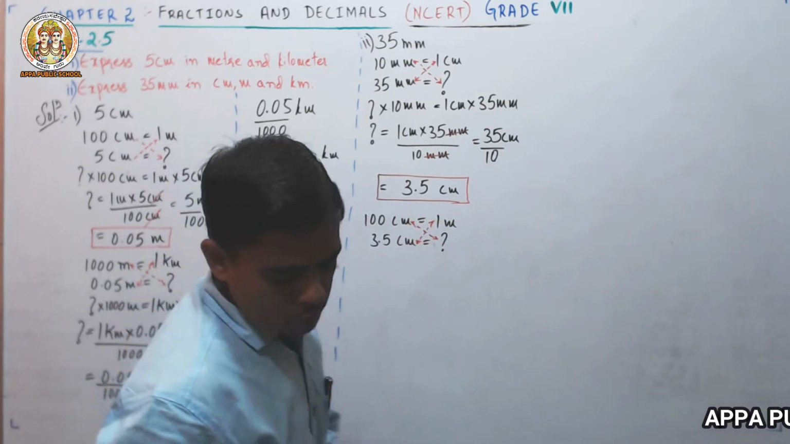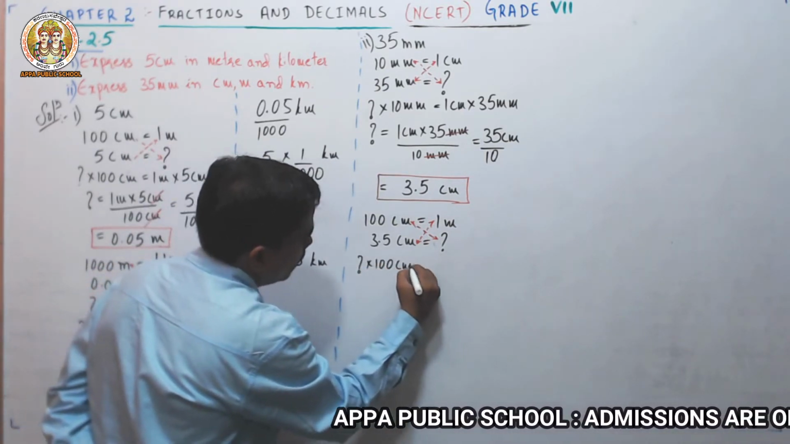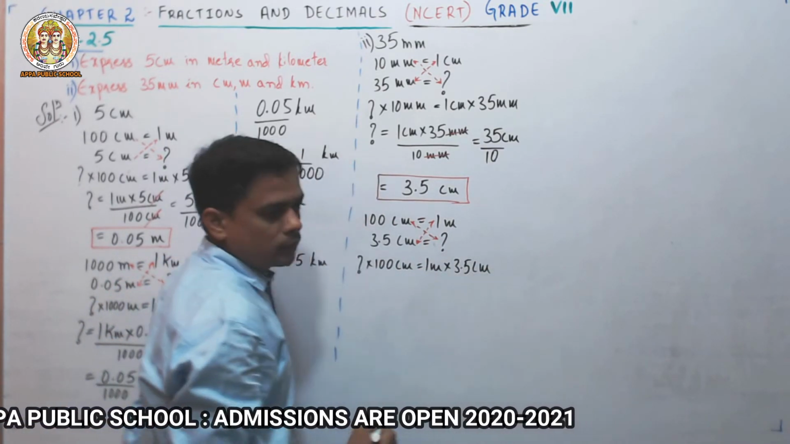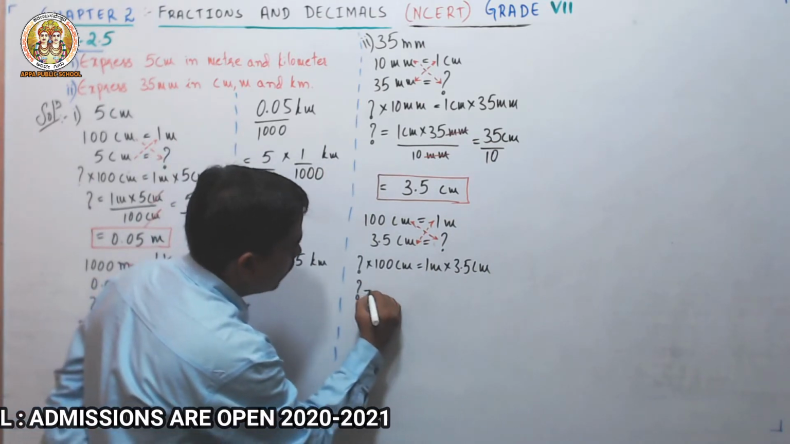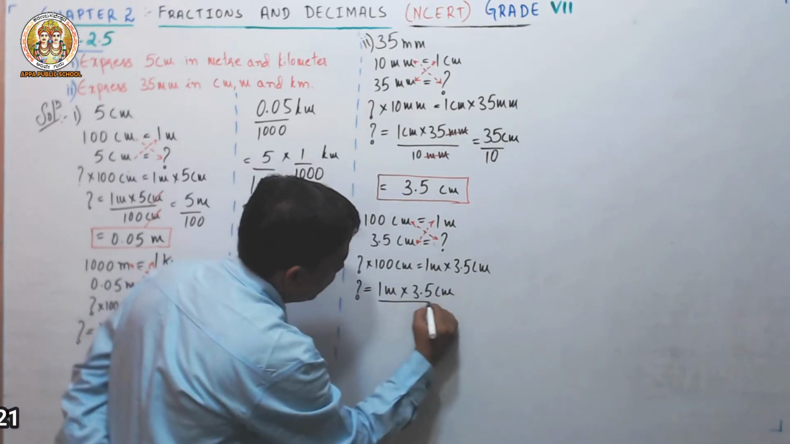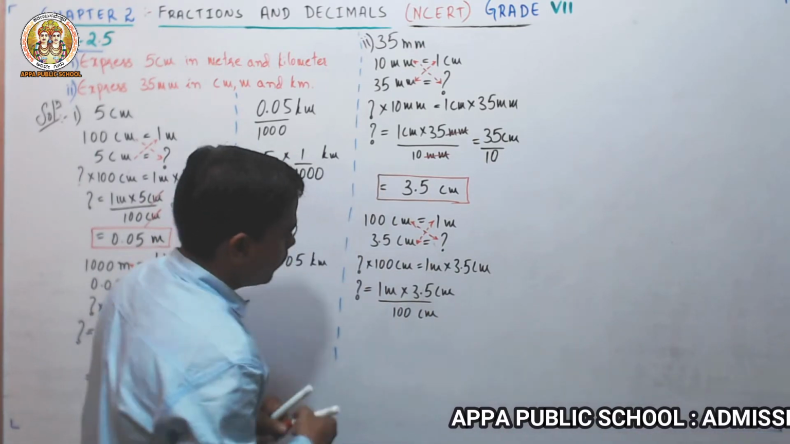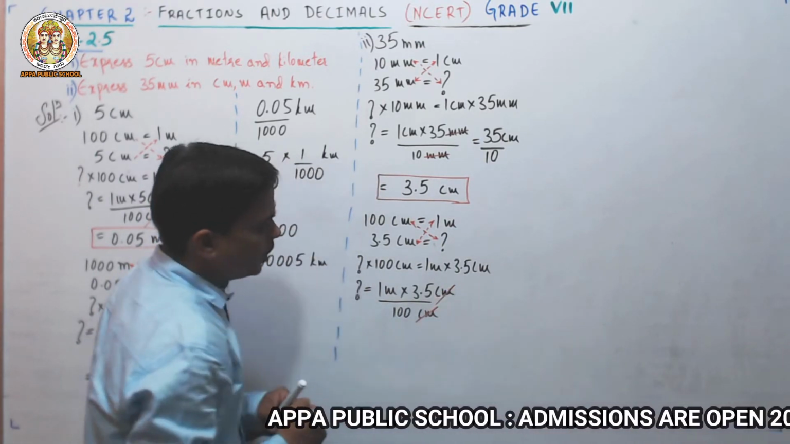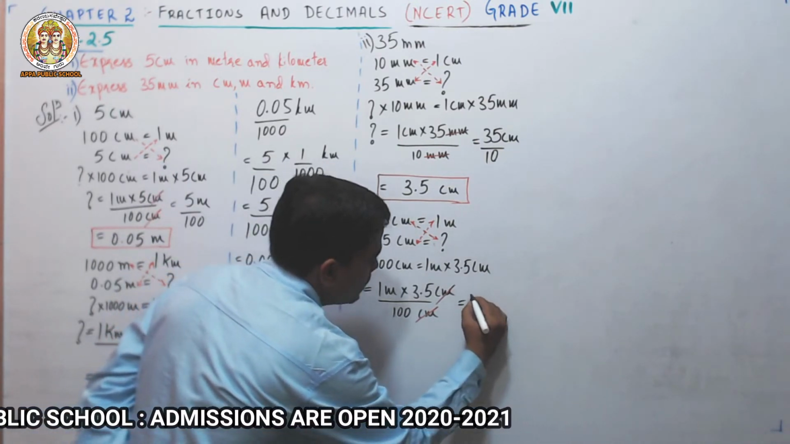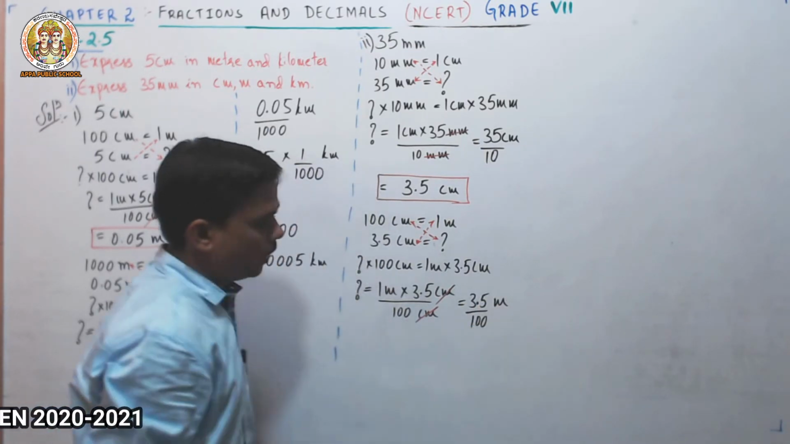Cross multiply it. So how much will it be? Question mark into 100 centimeter is equal to 1 meter into 3.5 centimeter. Right? That is, question mark is equal to 1 meter into 3.5 centimeter divided by 100 centimeter. Once again the units cancel here. So this centimeter unit and this centimeter unit I will cancel. So what remains is 3.5 into 1 is 3.5, this meter as it is, divided by 100.